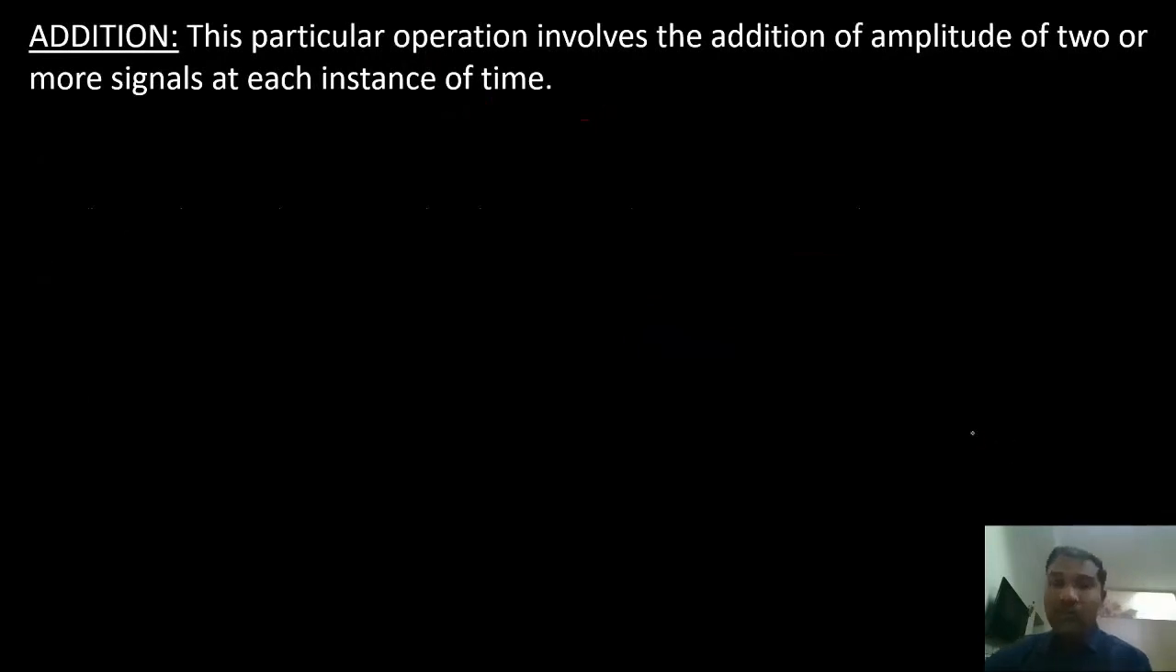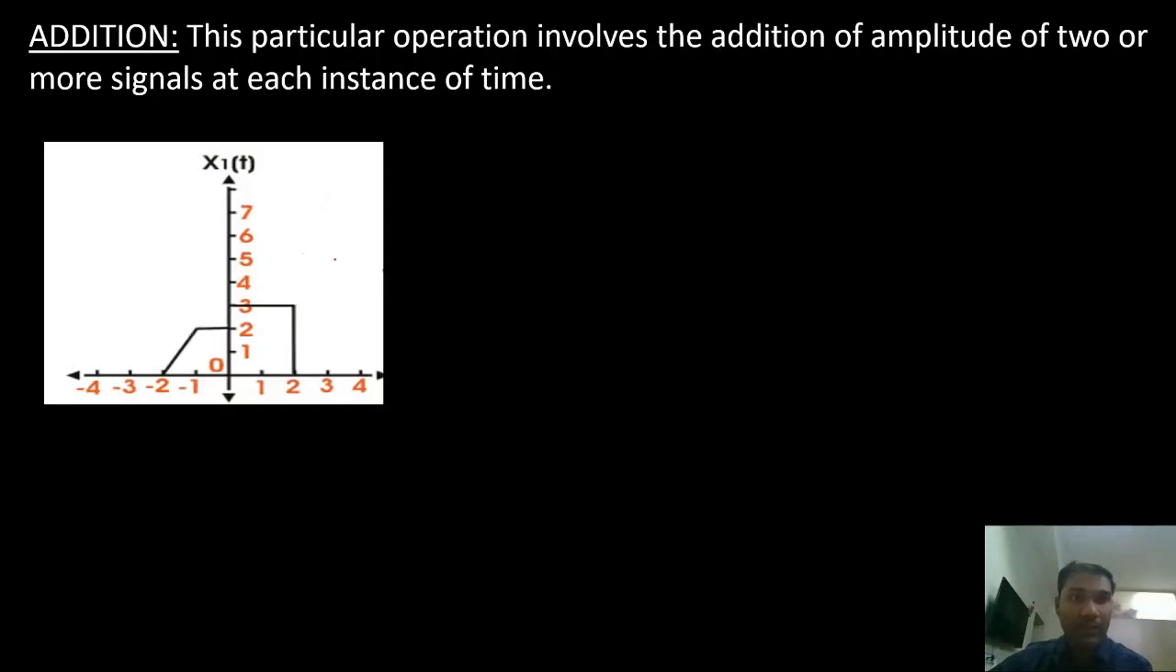Then, we have completed time shifting, time scaling, and time reversal. The next one will be addition. Addition of two different signals. So here, this operation involves addition of amplitude of two or more signals. How many signals are we adding? All the signals' amplitudes at each instant of time are separately added. So this is my x1 of t. So how can I write the mathematical equation for this mathematical representation?